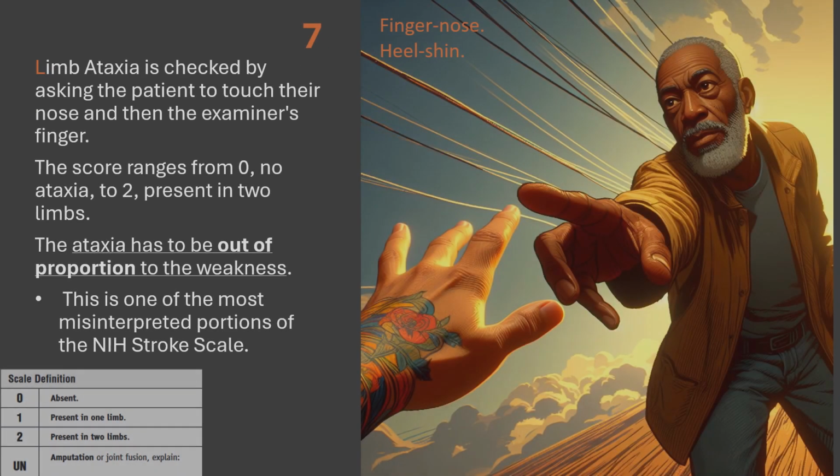Limb ataxia is checked by asking the patient to touch their nose and then the examiner's finger. The score ranges from 0, no ataxia, to 2, present in 2 limbs. The ataxia has to be out of proportion to the weakness. This is one of the most misinterpreted portions of the NIH Stroke Scale.